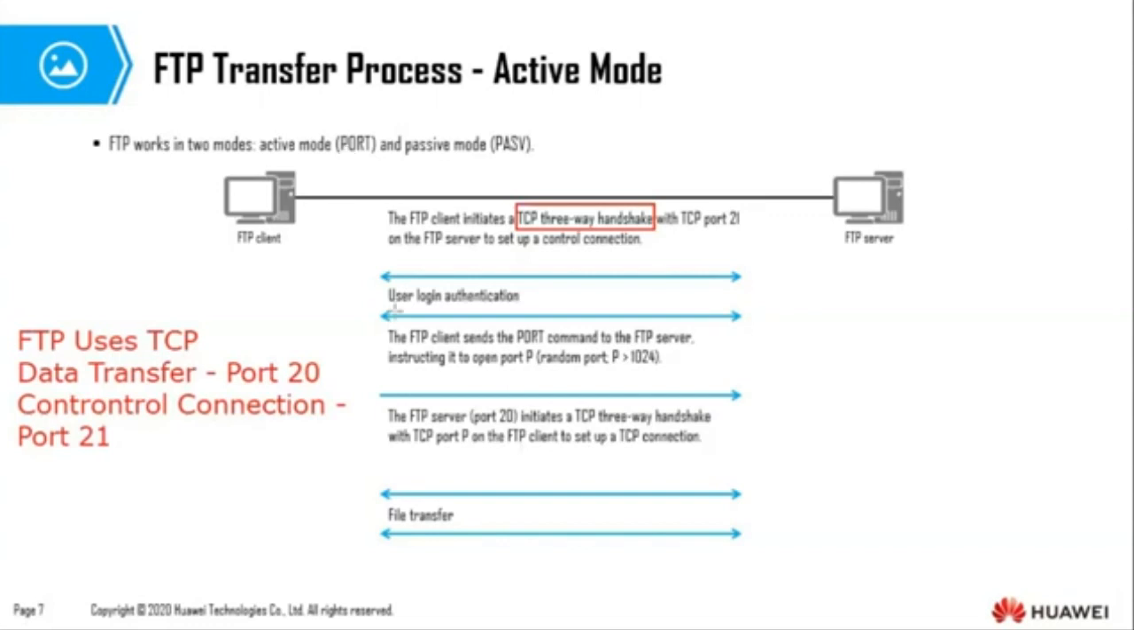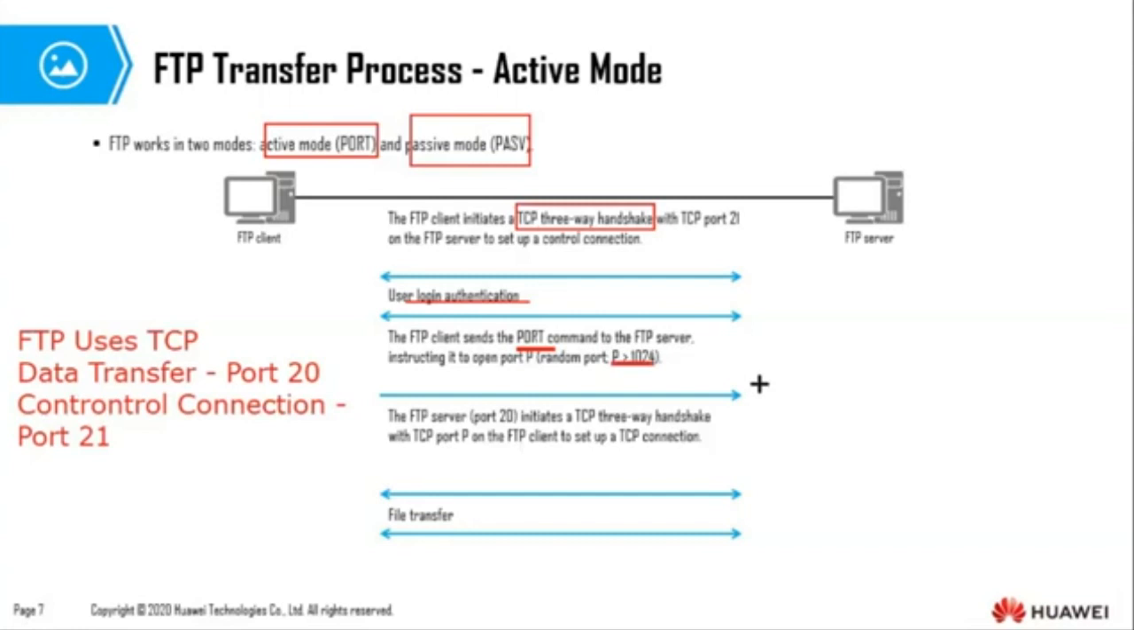Then after doing the handshake, we do the authentication. So we have to prove that you're who you claim to be through maybe a password and a username. Then the FTP client will send a port command. When you're using active mode, we use the port command. When you're using the passive mode, we use the pass command. So the FTP client will send the port command to the FTP server, instructing it to open port P, which is a random port that has to be greater than 1024.